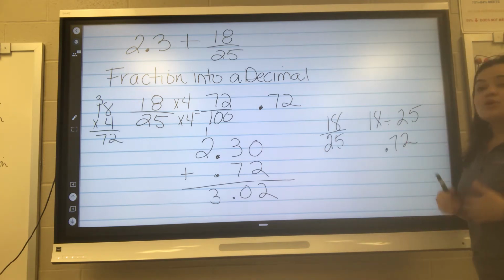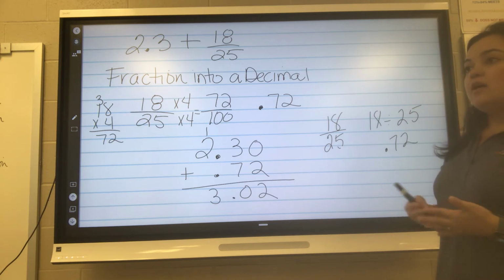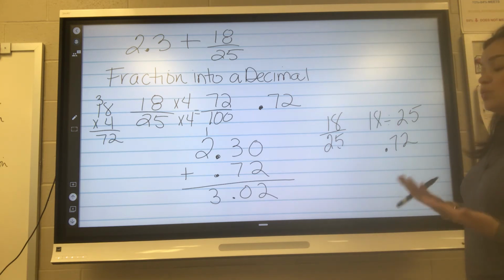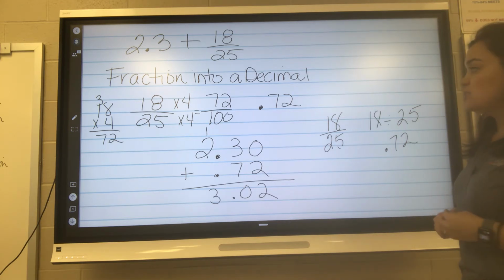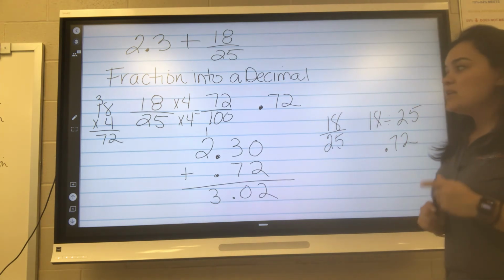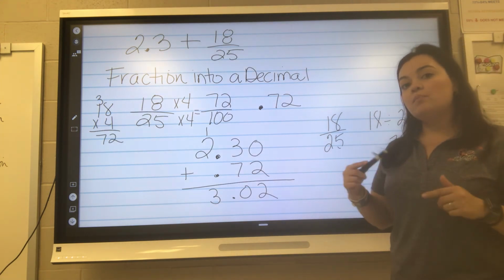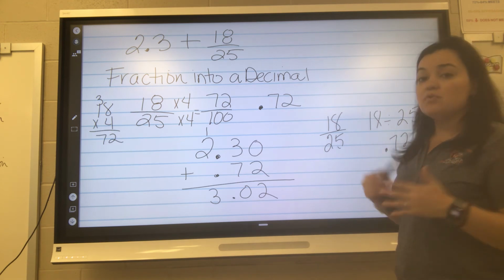Okay, so using the calculator is very easy. It is a tool that you can use to convert your decimals into fractions. Okay, so the next video that will be linked below will be for changing a decimal into a fraction.